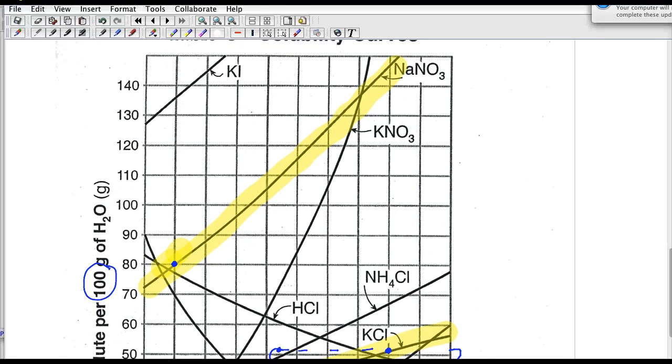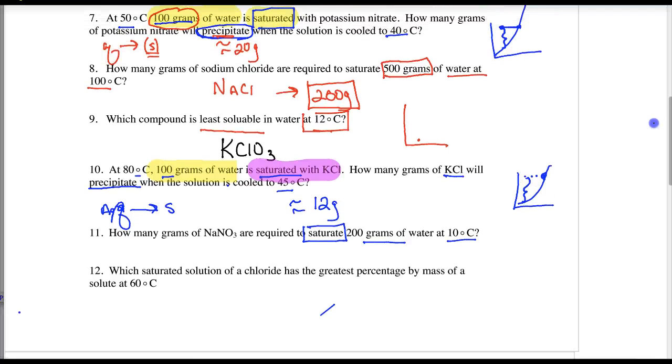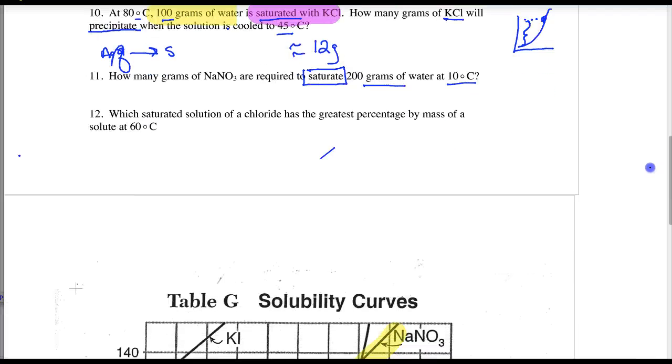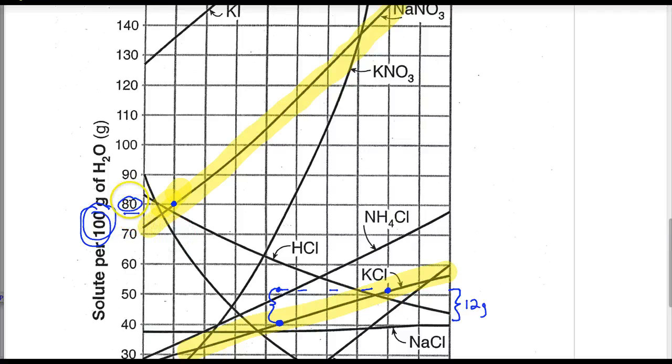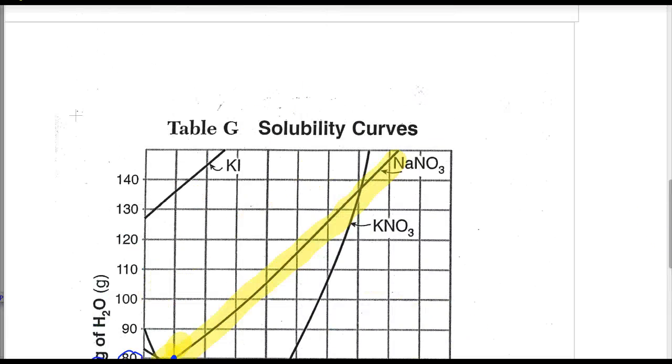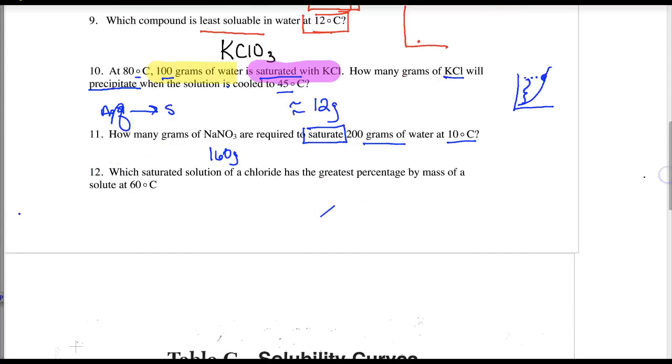Okay, and what are we doing here? I keep forgetting. I am seeing how many grams are required to saturate 200 grams of water. So I know in 100 grams of water right here, it takes 80 grams of sodium nitrate to saturate 100 grams of water at 10 degrees Celsius. If it's 200 grams of water, it's twice as much, 80 for every 100, so it's 160. Okay, that was very difficult. It's like a break. Break is over. So 160 grams.